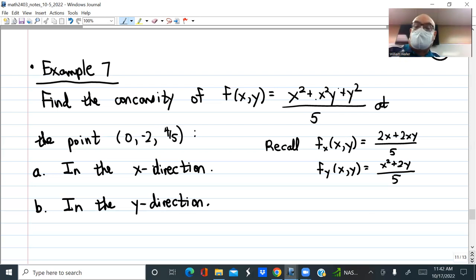All right, so you're going to do that. You're going to calculate the second partials. I already calculated the first partials for you. And then you just want to plug in this point. Remember, you don't plug in the 4/5. Just plug in the 0 and the minus 2 for the x and the y. And see what you get out of that.